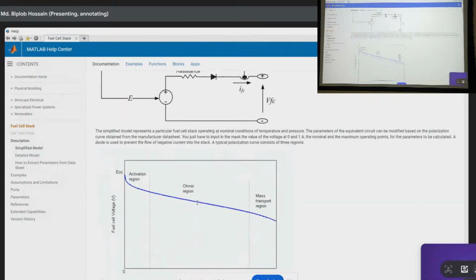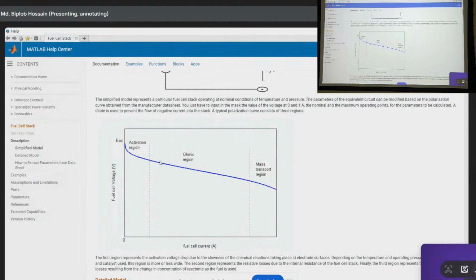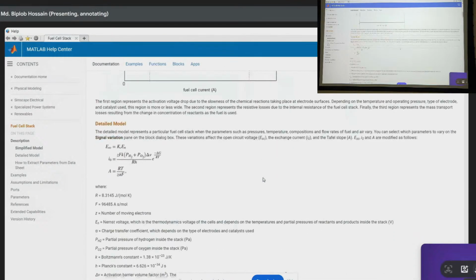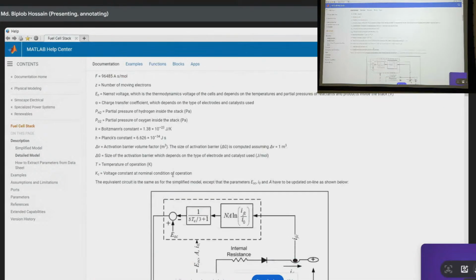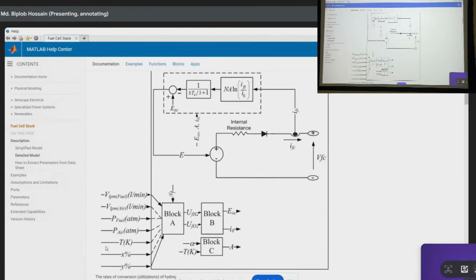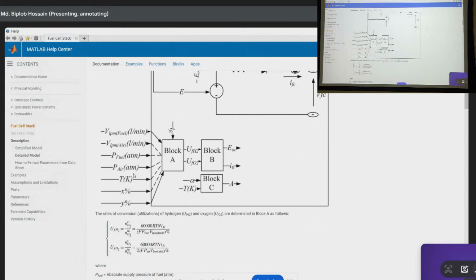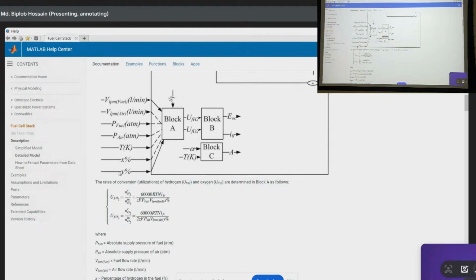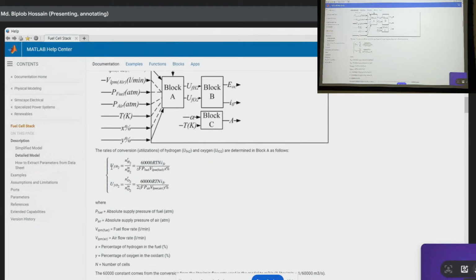It is designed for low current density applications. The same thing here: we can see this is the activation voltage drop region, this is the ohmic region, and this is the concentration voltage drop region. The equations I showed explain all of this. And here, if we want to input this parameter, we can easily input it by selecting from the signal section.